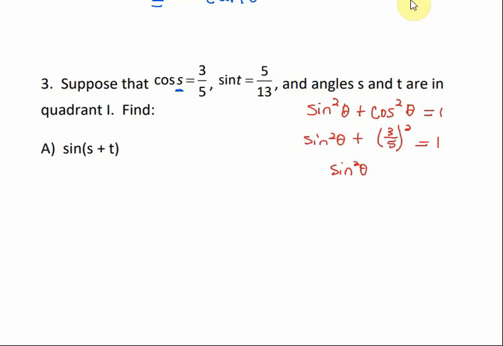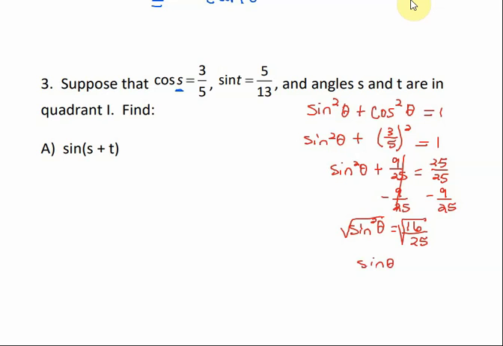So sine squared theta plus 9 over 25 equals 1, which I'm going to change to 25 over 25. And then subtract 9 over 25 from both sides. And that gives me sine squared theta is equal to 16 over 25. And then I'm going to take the square root of both sides. And I get that sine of theta is equal to 4 over 5. Okay, now we're in the first quadrant, so we know that it's positive.